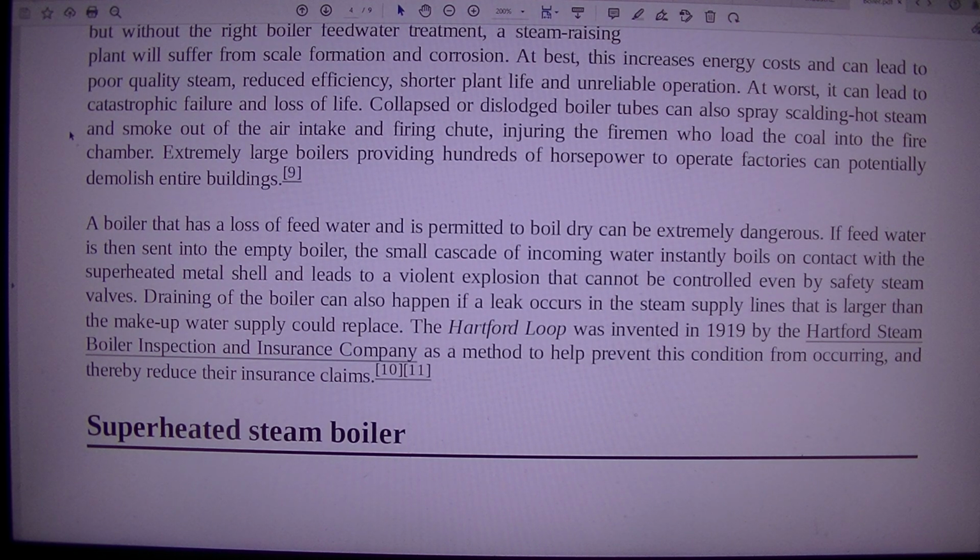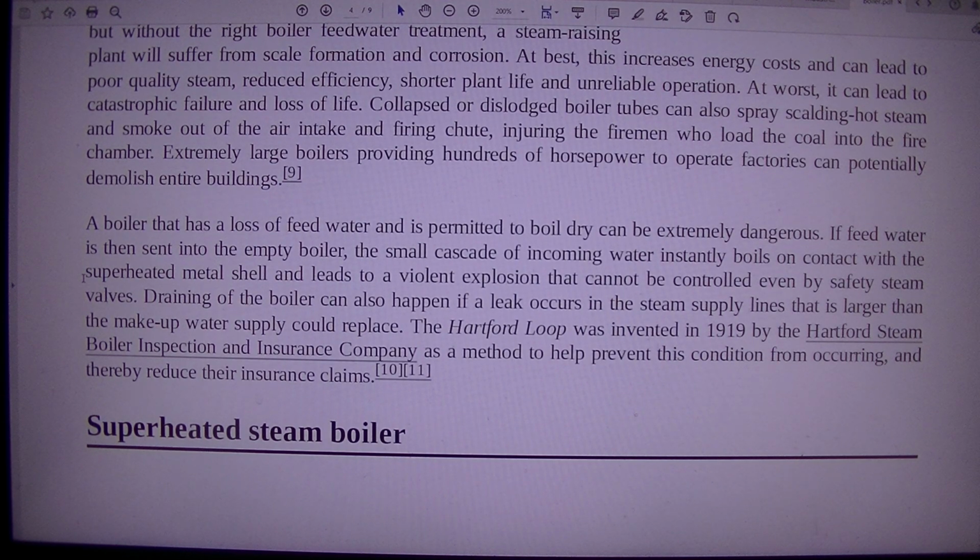Collapsed or dislodged boiler tubes can also spray scalding hot steam and smoke out of the air intake and firing chute, injuring the firemen who load the coal into the fire chamber. Extremely large boilers providing hundreds of horsepower to operate factories can potentially demolish entire buildings.